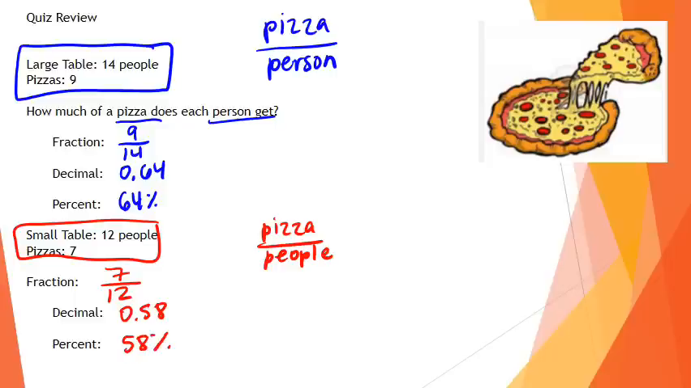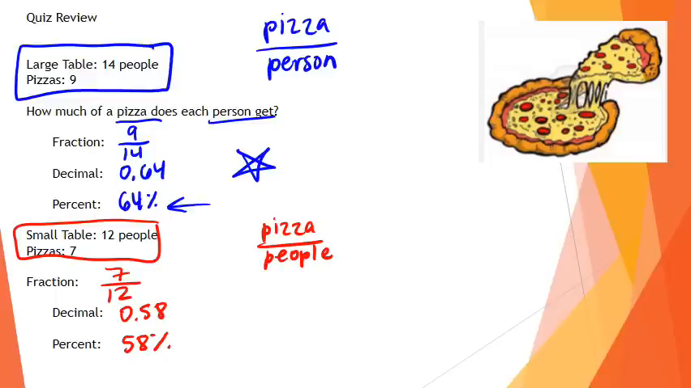So if I was asked which table I'd prefer to sit at, well, I would probably say I want to sit at the large table if I like pizza, because then I'm actually going to get more pizza. That table gets more pizza per person. If I don't like pizza, then maybe I'd rather sit at the small table because I wouldn't get quite as much.